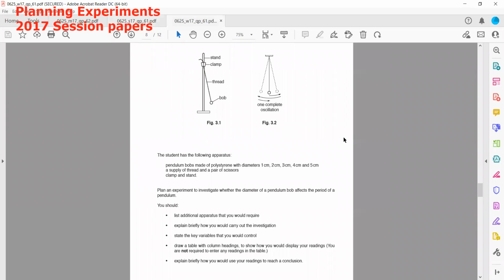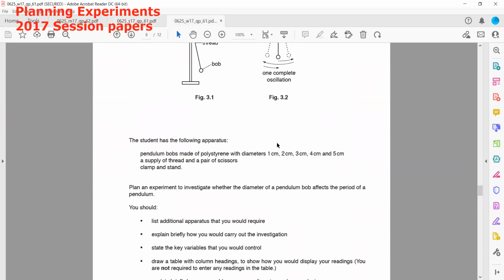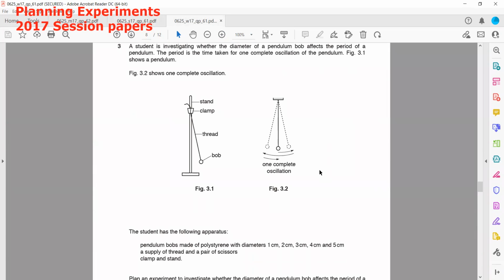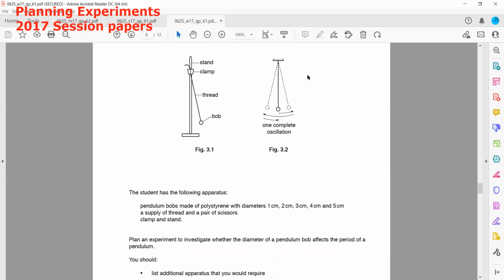The last October 17 paper, in which we have to plan an experiment. A student has the following apparatus. As you can see, this is a simple pendulum. The student is investigating whether the diameter of a pendulum bob affects the time period.